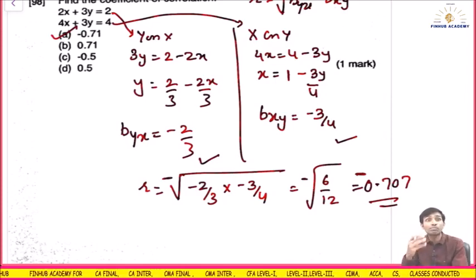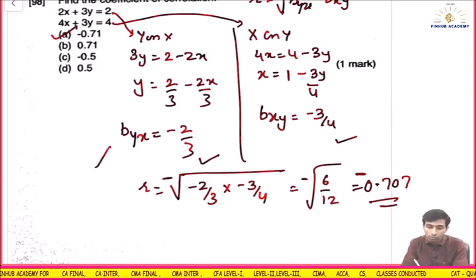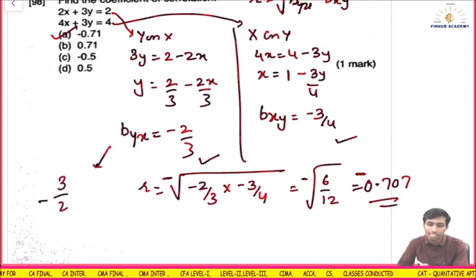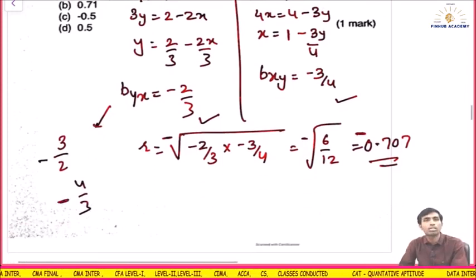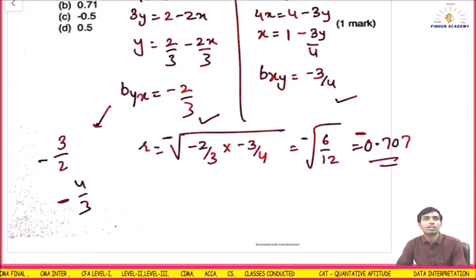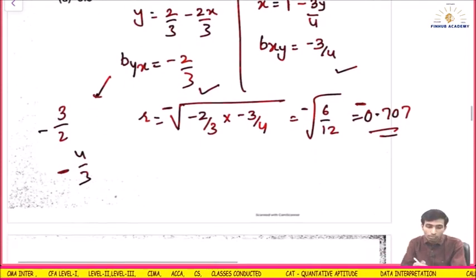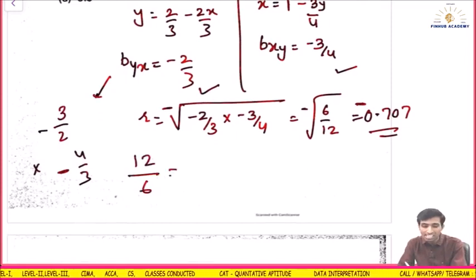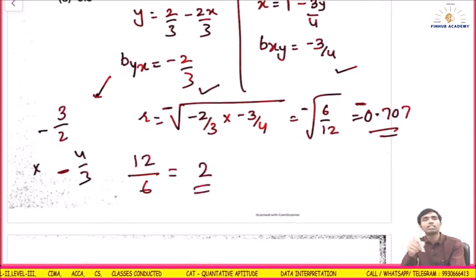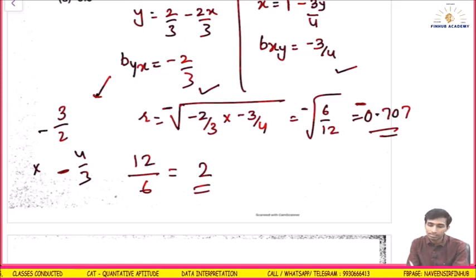If our assumption would have been the reverse, then this would have been minus 3 by 2 and minus 4 by 3, the reciprocal. If you try to multiply this now, 4 3s are 12, 3 2s are 6. The answer is 2. 2 is not less than 1. Therefore our assumption is wrong. Understood? Like that we would have done.